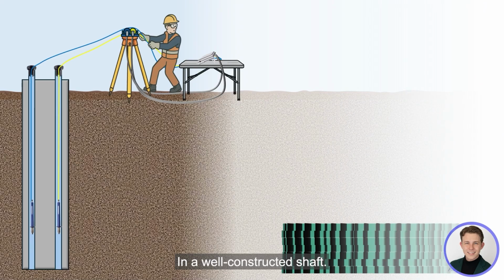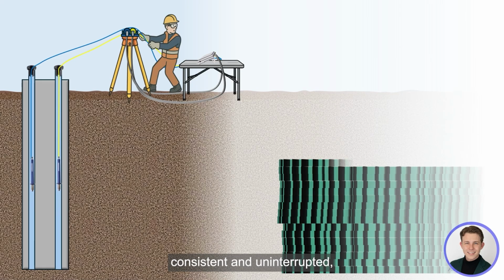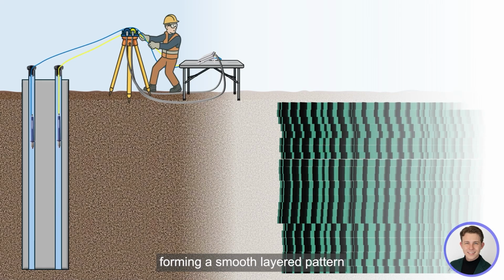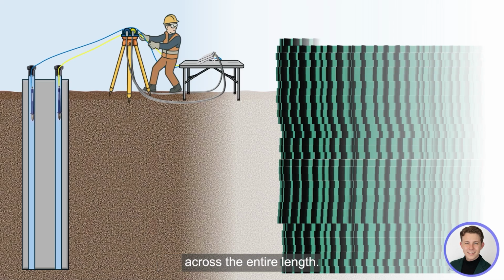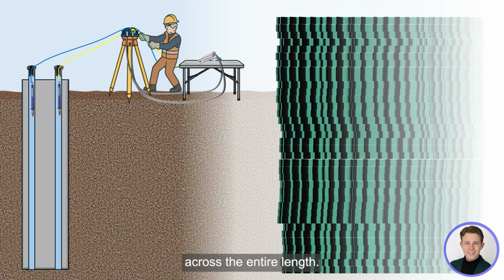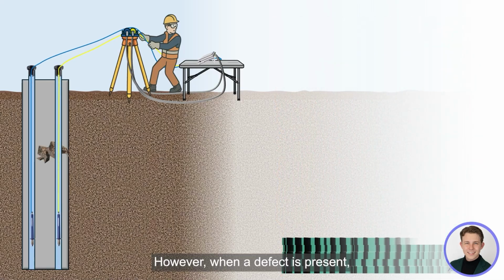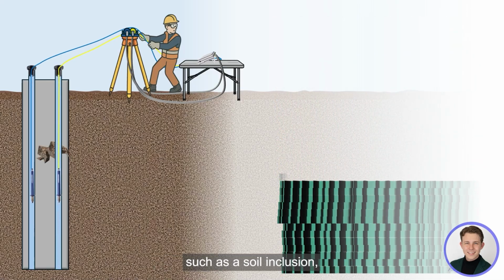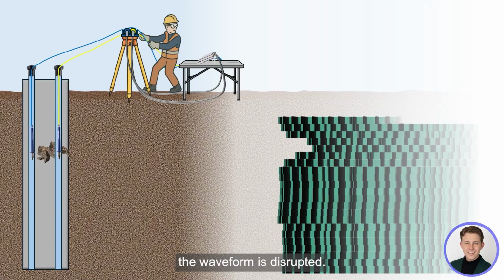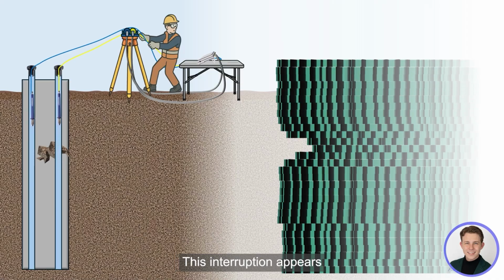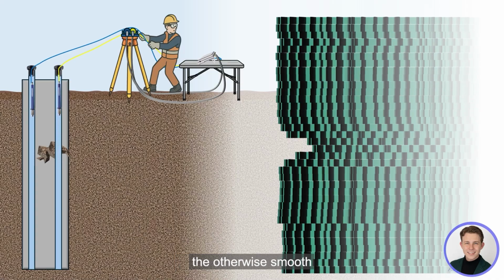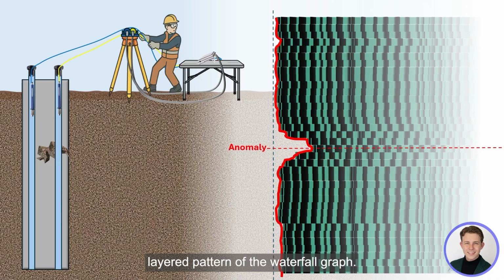In a well-constructed shaft, the waveform remains consistent and uninterrupted, forming a smooth, layered pattern across the entire length. However, when a defect is present, such as a soil inclusion, the waveform is disrupted. This interruption appears as a break or distortion in the otherwise smooth, layered pattern of the waterfall graph. By analyzing these anomalies, we can pinpoint the location and nature of potential structural issues within the shaft.